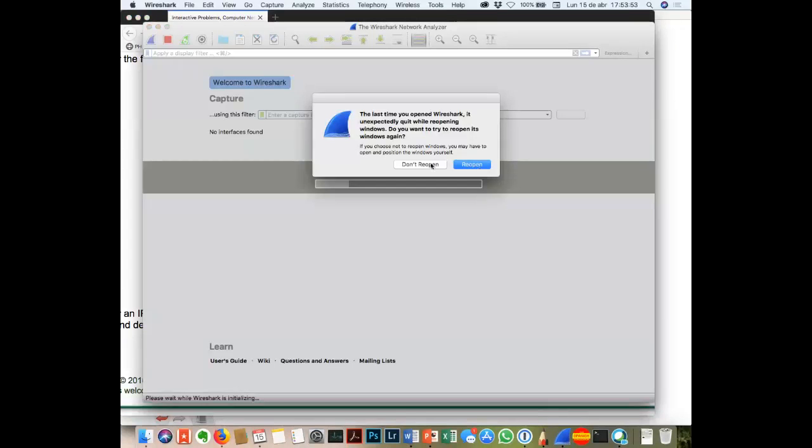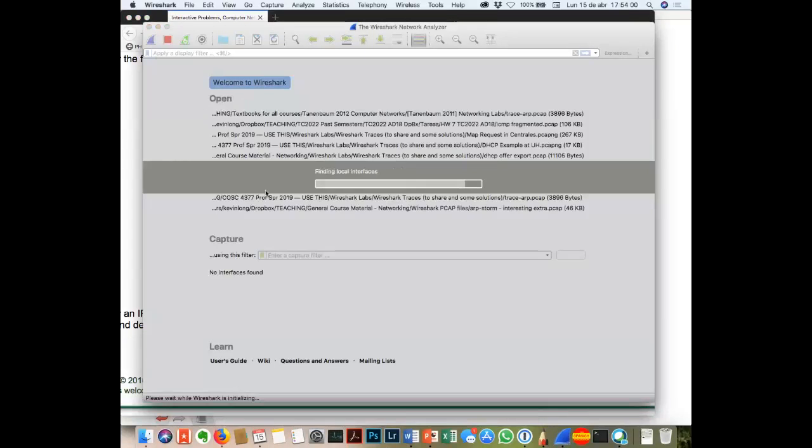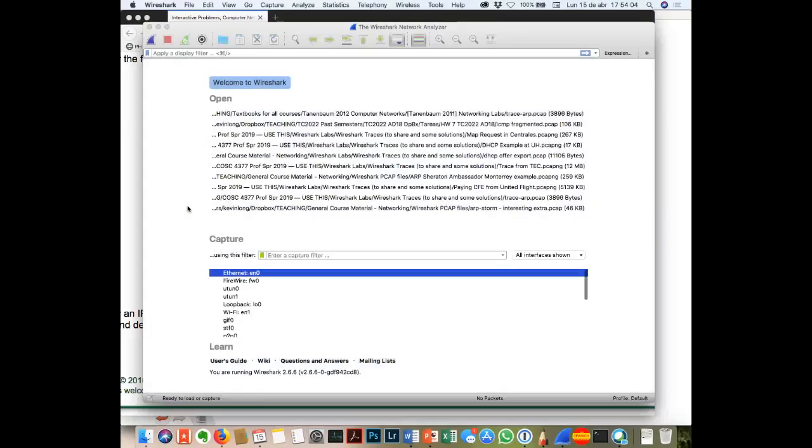No. Feels good to crash Wireshark. It's actually kind of hard to do. So I wear it proudly as a badge.